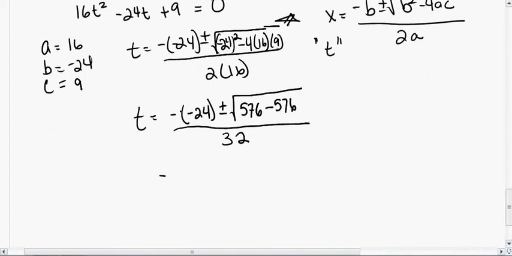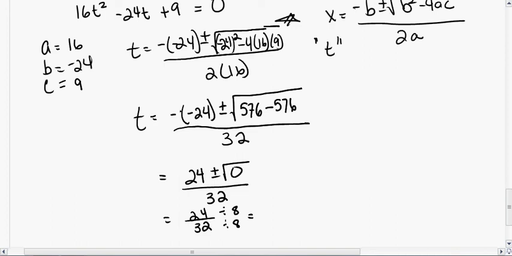Let's just clean this up a little bit more. Negative negative is 24. Plus or minus the square root of 0 all over 32, which is, of course, just 24 divided by 32. Plus 0 or minus 0 still gives us a 24. And then I'll reduce that. I'll divide top and bottom by 8. And I'll get 3 over 4. 24 divided by 8 is 3. 32 divided by 8 is 4. So the answer, the solution to this problem is t equals 3/4.